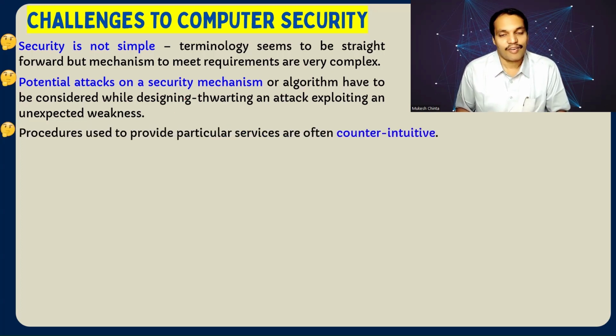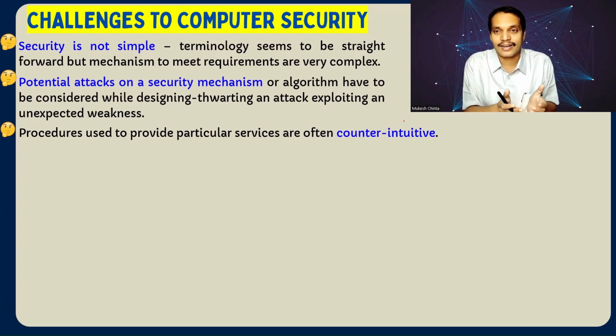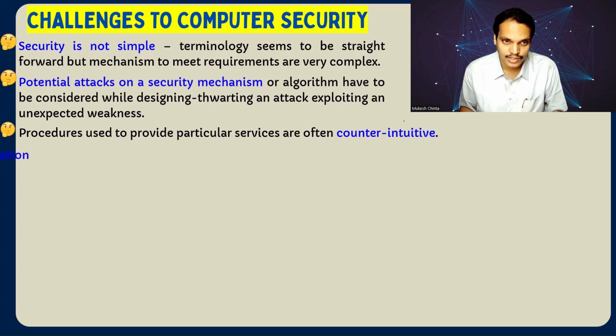Third one is, of course, you might place different systems to counteract all of those, but the procedures which you provide here may prove counterintuitive. Counterintuitive means they work quite opposite to what you are expecting them to do. You might put some controls to ensure that unauthorized users do not access a particular system, but it might restrict access to the authorized users also. You have to take care of those things as well.